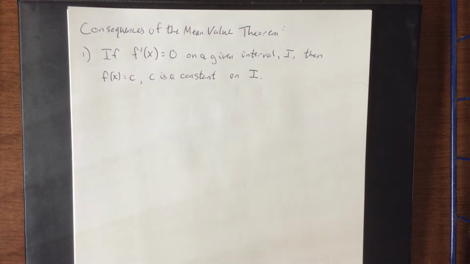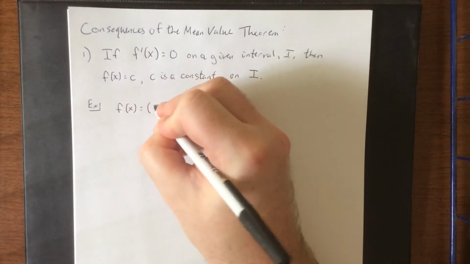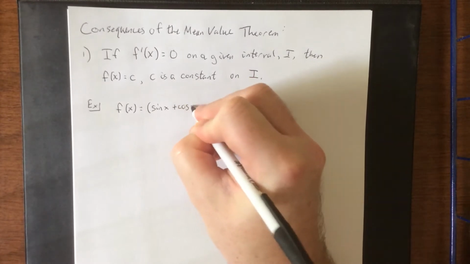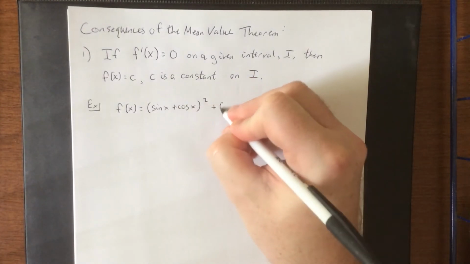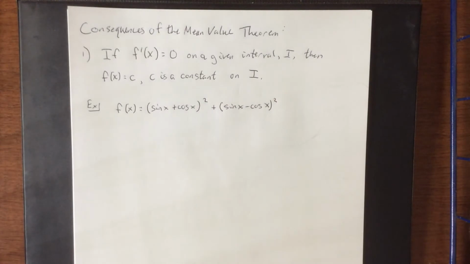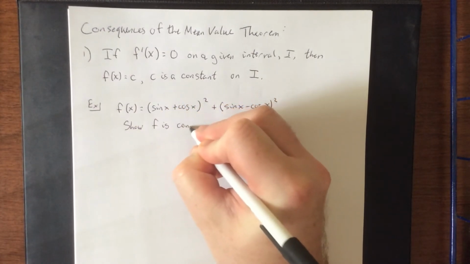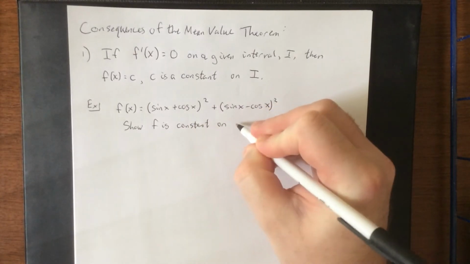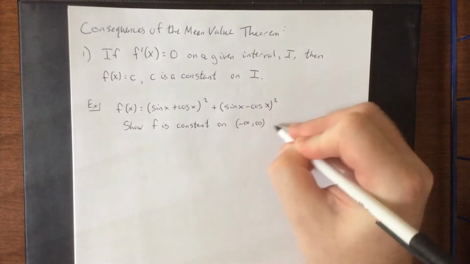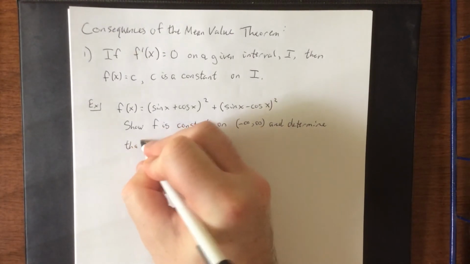Now, to give you an idea of how this works, I would like to consider the following function. F of x is equal to the sine of x plus the cosine of x, quantity squared, plus the sine of x minus the cosine of x, also quantity squared. What I intend to show is that this function is constant on the set of all real numbers, the domain of this function. So show f is constant on the interval from negative infinity to positive infinity, and determine that constant.